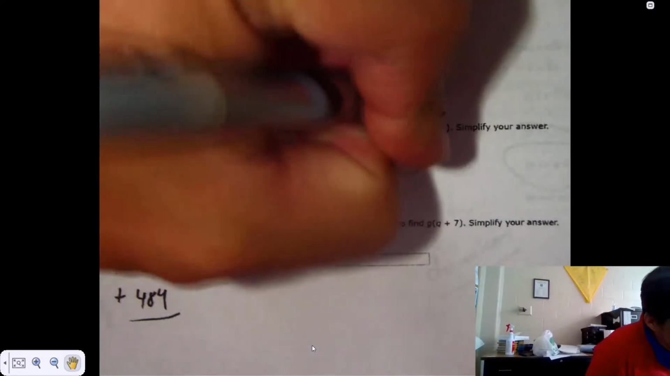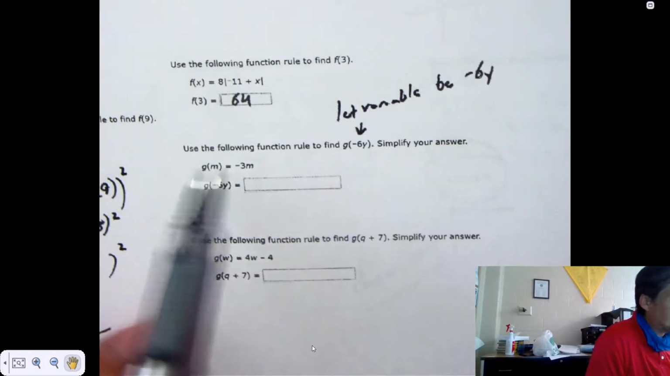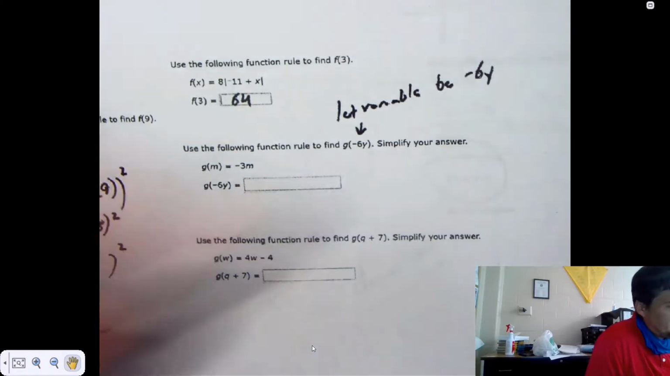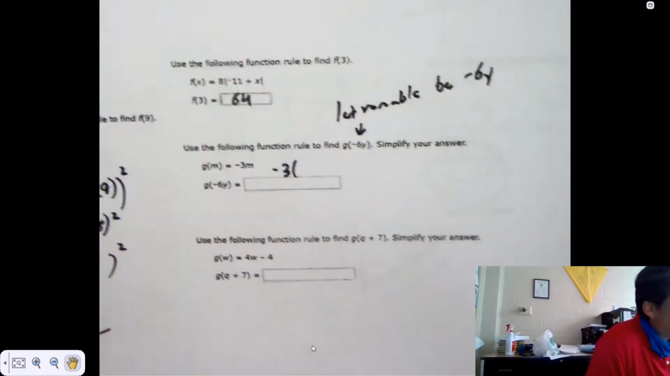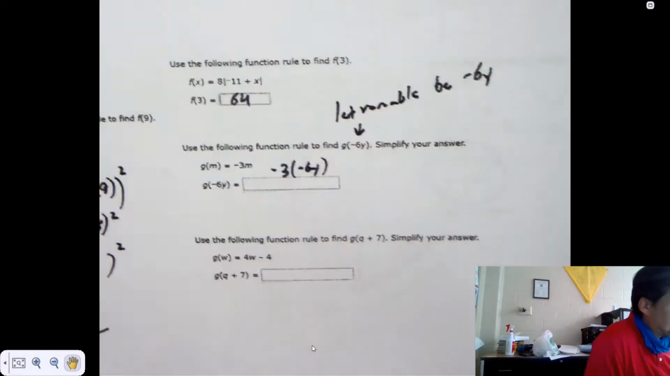Just let the variable be -6y. And the function is actually called g composed of m, or g of m. And we're going to replace that m with what? -6y. So what is g of -6y? According to Brenton, it's 18 y's.